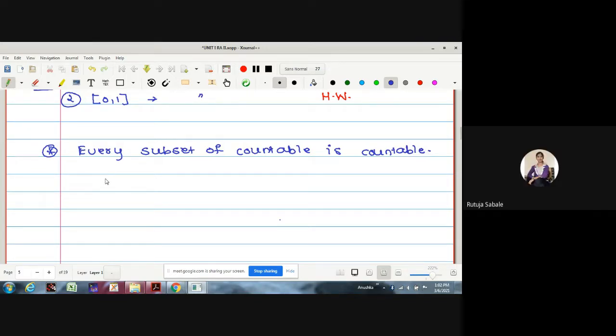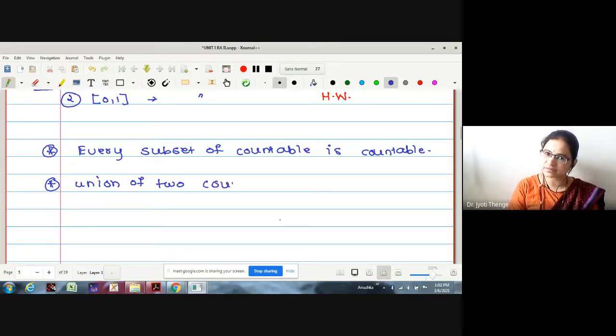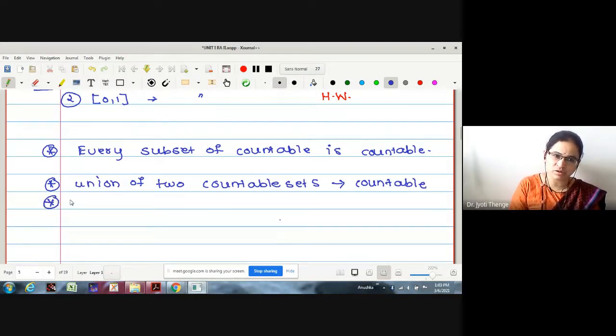Countable or uncountable? It may or may not be. No, it's not sure. So we cannot predict about the superset right now? Yes, ma'am. Okay, what about union? Union of two countable sets, I'm asking. Countable. What about intersection? Countable.